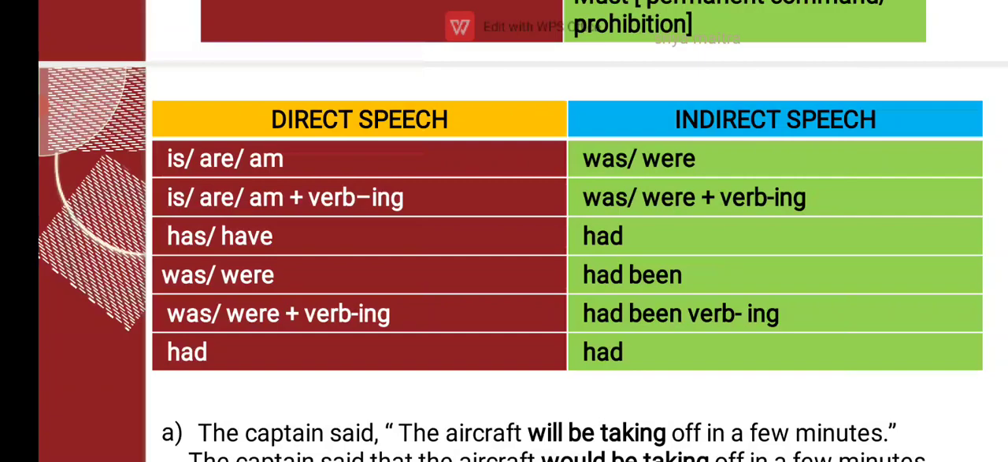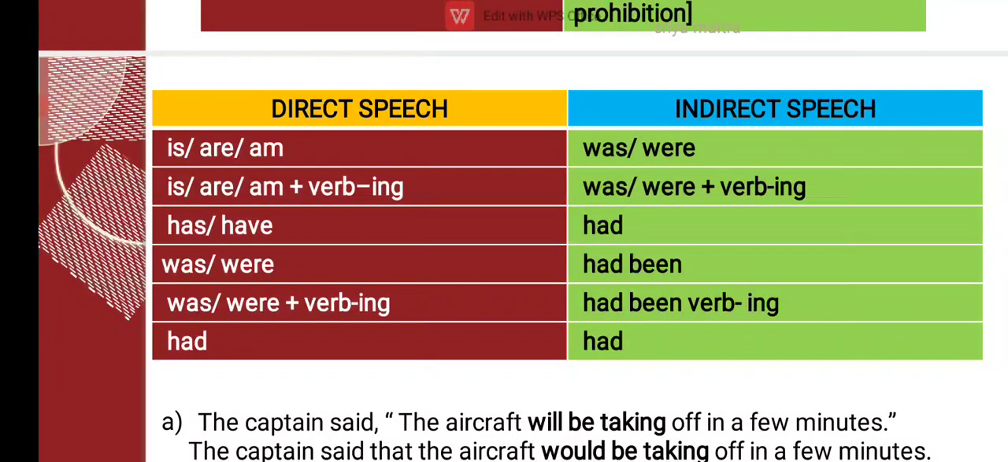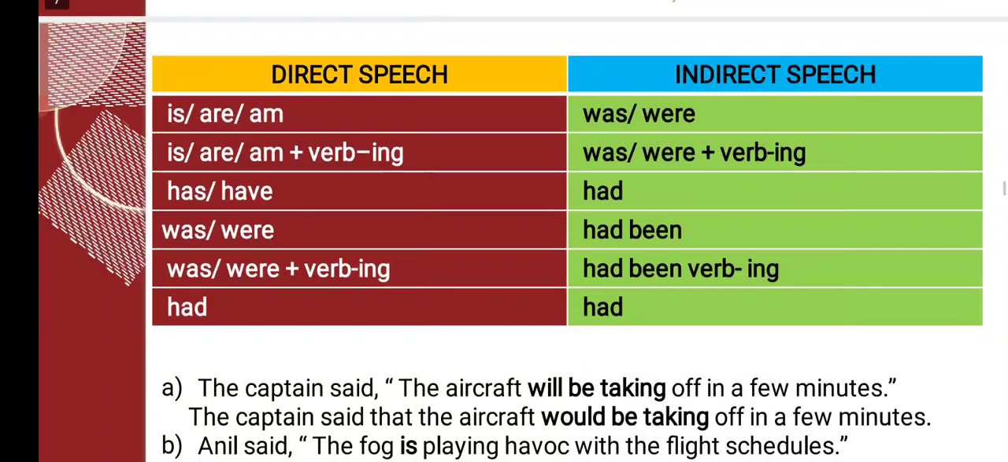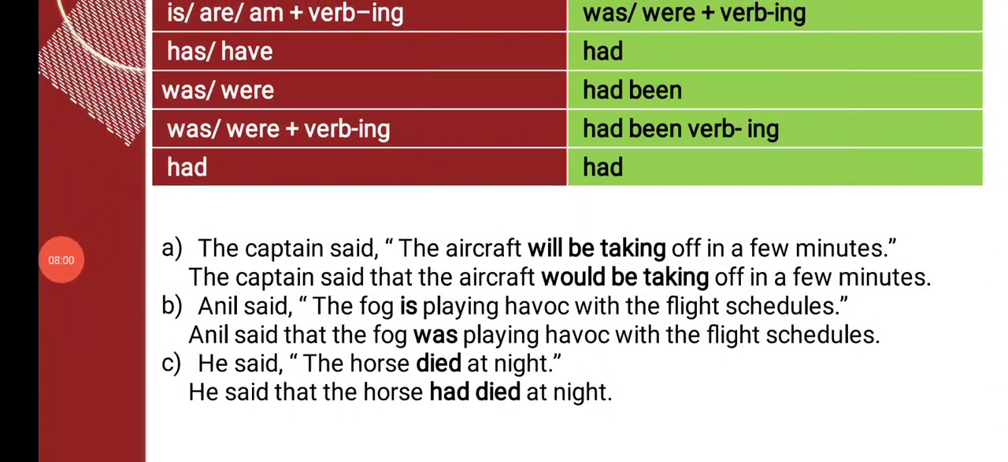Helping verb: is, am, are, the forms of to be. In indirect speech it becomes was, were. Is, am, are plus verb-ing becomes was, were plus the verb in ing form. Has, have becomes had. Was, were become had been. Was, were, had been plus verb ing form, and had. So this is the direct and indirect speech.